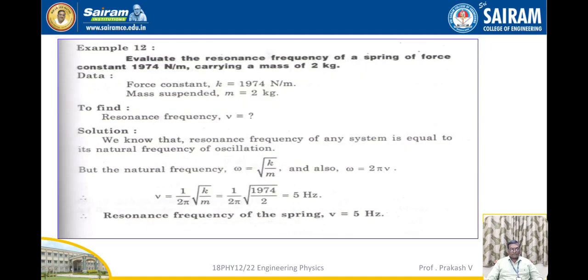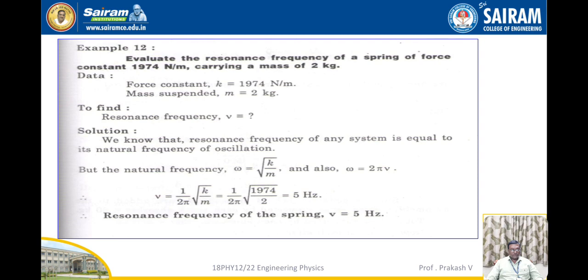Another example, evaluate the resonance frequency of a spring of force constant 1974 Newton per meter carrying a mass of 2 kg. So the value of K is equal to 1974 Newton per meter and the mass suspended M is equal to 2 kg. So these were all the given data. So here we have to find out resonance frequency mu.